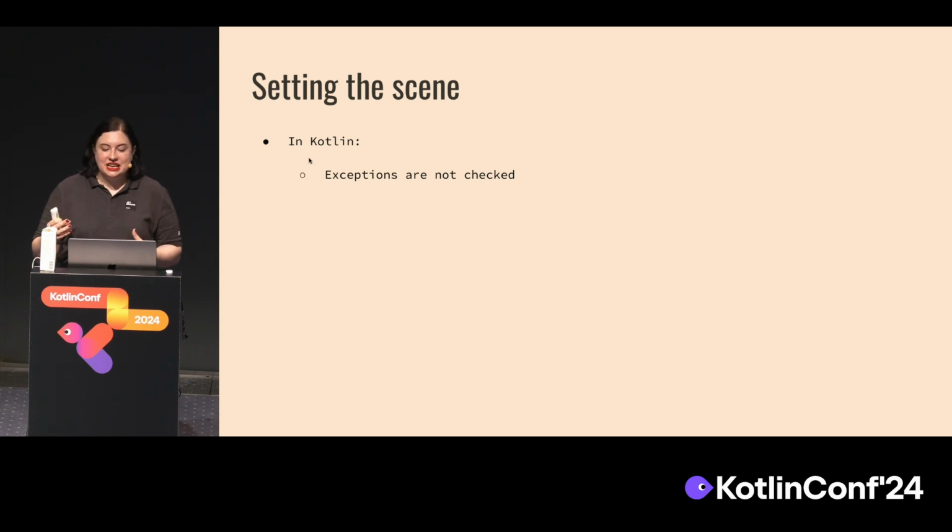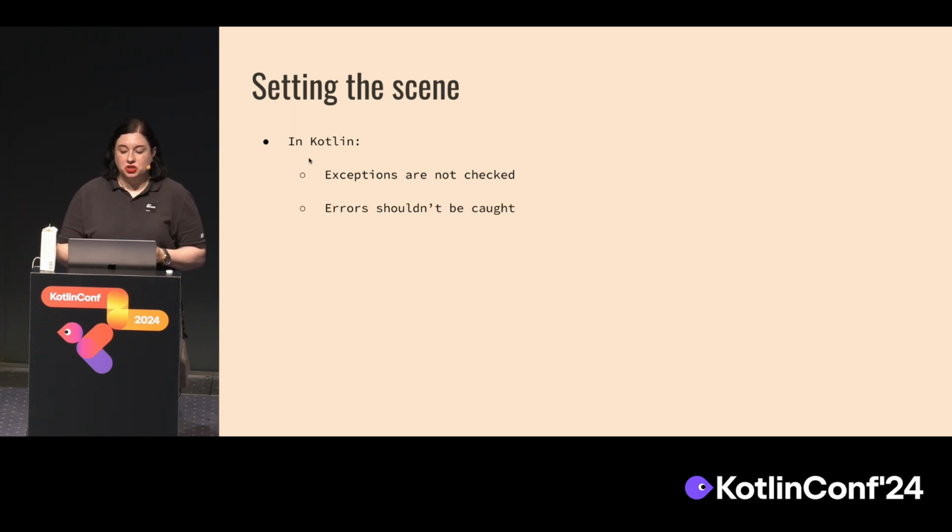But note that exceptions aren't checked by default in Kotlin. Why? Well, firstly, we learned from the likes of Java that there was going to be a lot of boilerplate, but also folks were going to catch the exception and not do anything with it. They would sort of say catch exception and then empty braces. So errors should also not be caught.